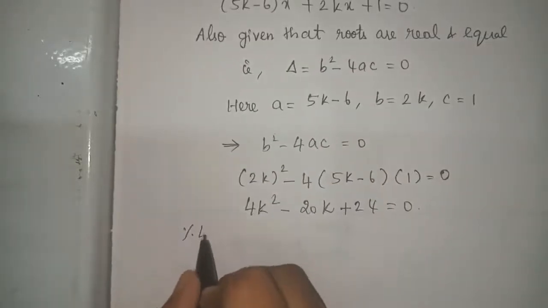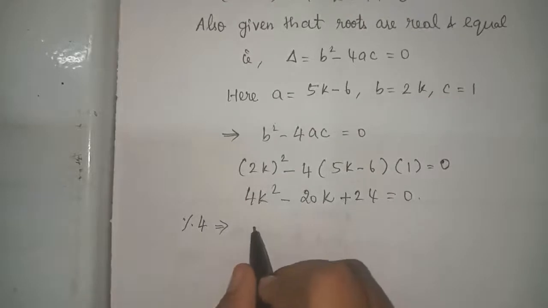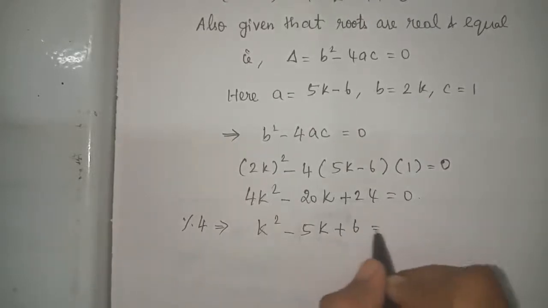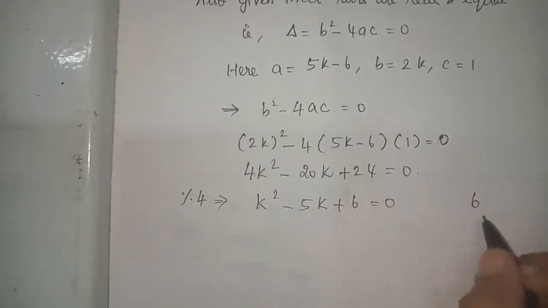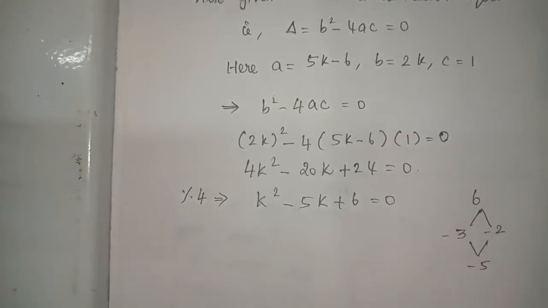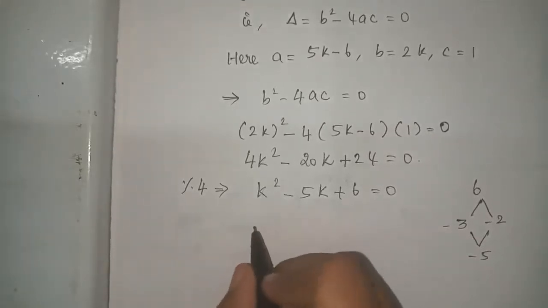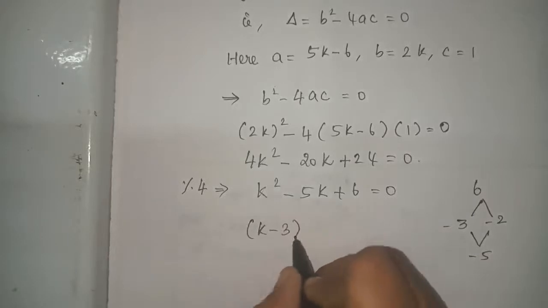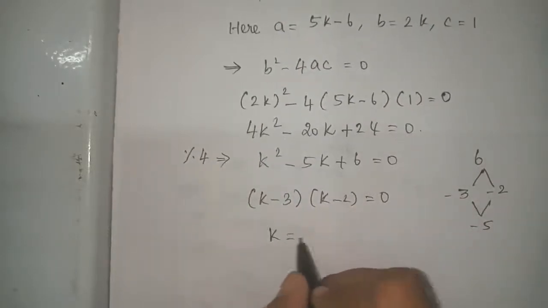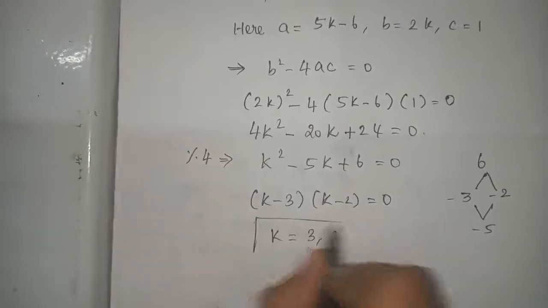So divide by 4 throughout, you get k² minus 5k plus 6 is equal to 0. The product of the roots is 6 and the sum of the roots is minus 5. So 3 twos are 6, and minus 3 minus 2 means you get plus 6. If you add these two roots you get minus 5. So the factors are (k minus 3)(k minus 2) is equal to 0. Therefore k is equal to 3, 2.